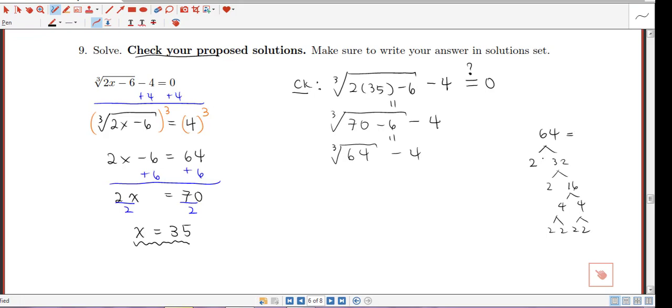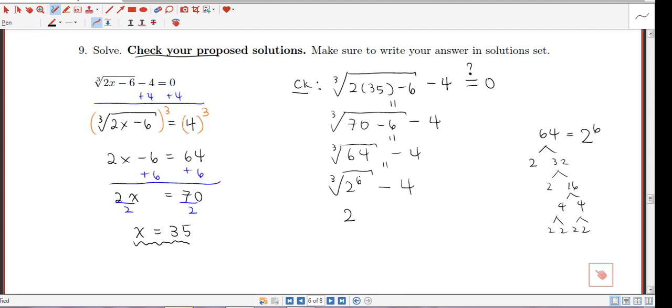So 64 is what? 2 to the 1, 2, 3, 4, 5, 6. 2 to the 6. Okay, so here what you're gonna get is cube root of 2 to the 6. You don't have to go through all this work if you already know what the cube root of 64 is, but I'm just trying to show every single step here. Alright, now let's take a look. We have cube root of 2 to the 6.